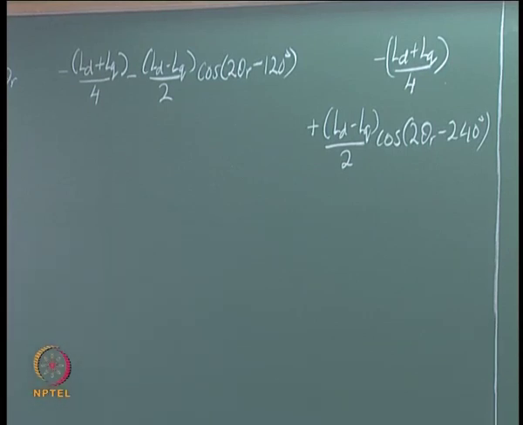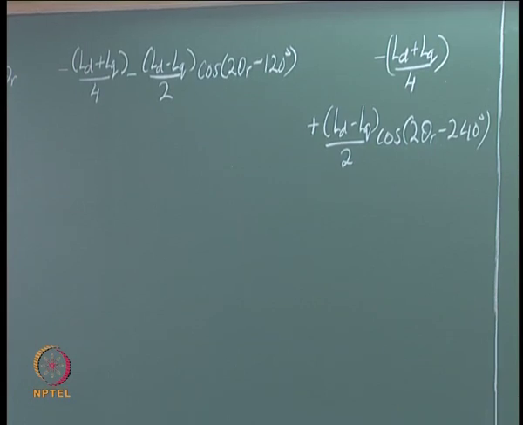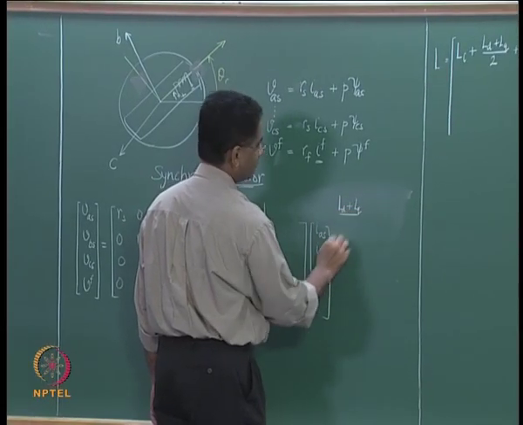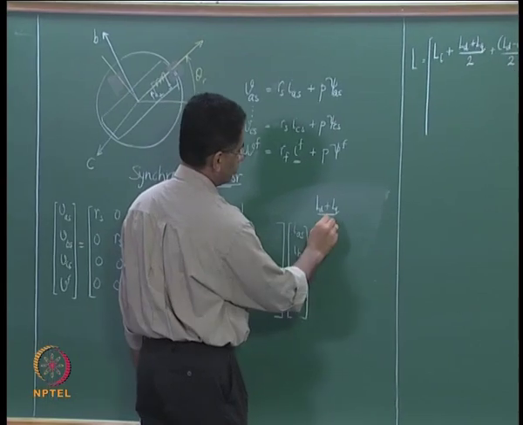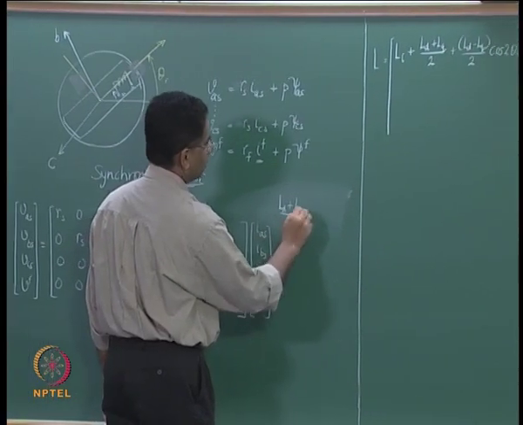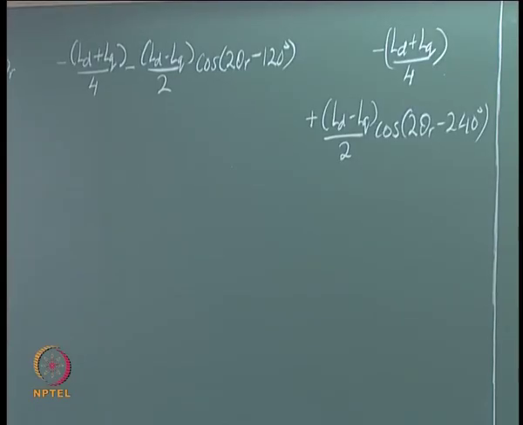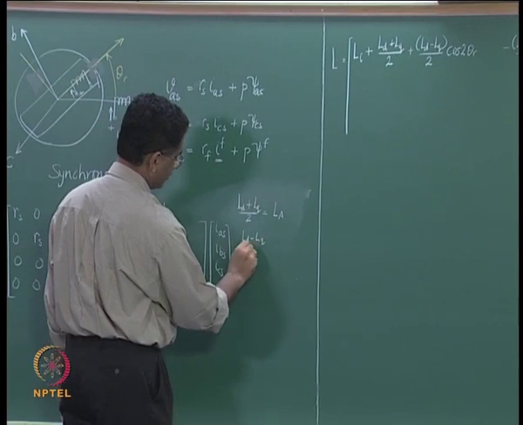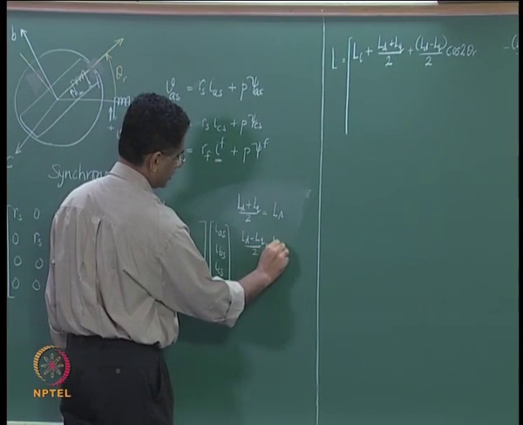So let us try to simplify the notation, otherwise the equation will look too big. So we will simplify it by saying LD plus LQ by 2 is written as LA and LD minus LQ by 2 is written as LB.